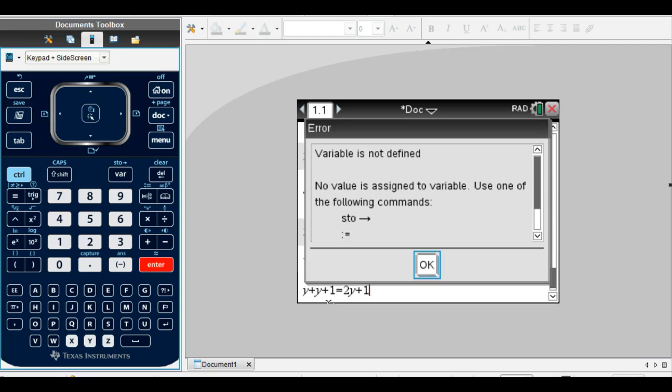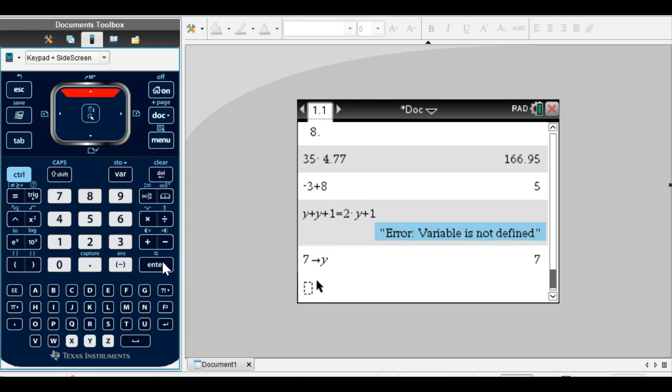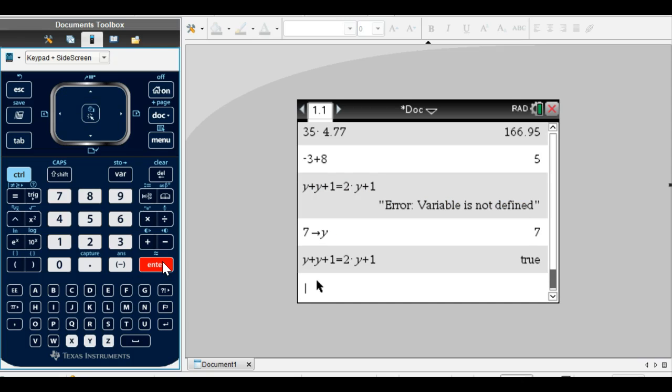No. What did I have to do? Control bar. Okay. 7, control var, store y. No x. Why no x? Because my what?